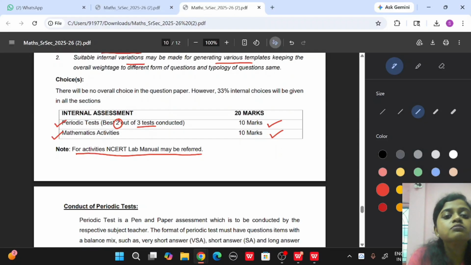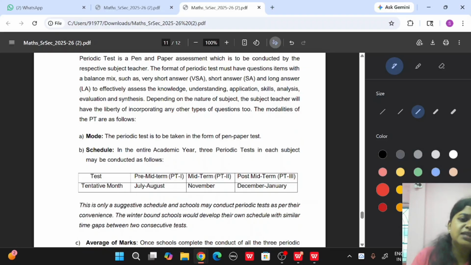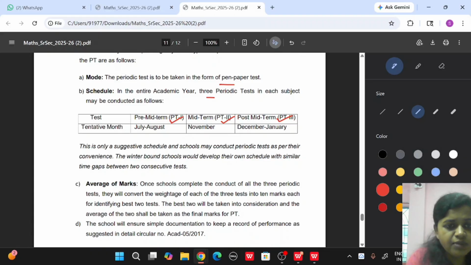So this is all about the course structure and question paper design. This is a very important document. You should know about this because you are giving the board examination. You should know how the course structure works, how the teacher delivers any concept or chapter lecture, and how the chapters are structured. Here the mode is pen and paper, and periodic tests are approximately in July-August for PT1, November for PT2, and December-January for PT3. This is the approximate timing.